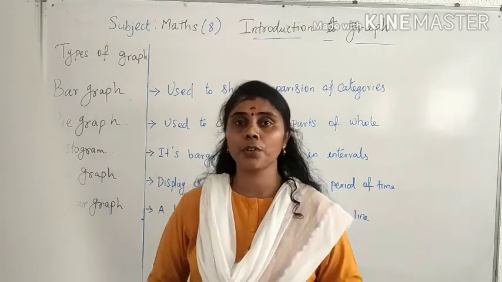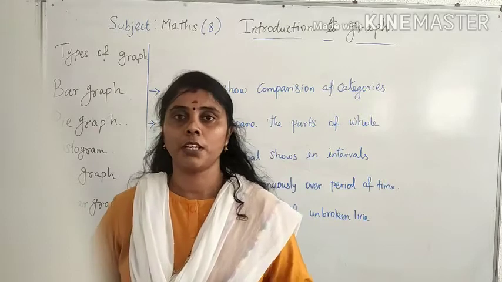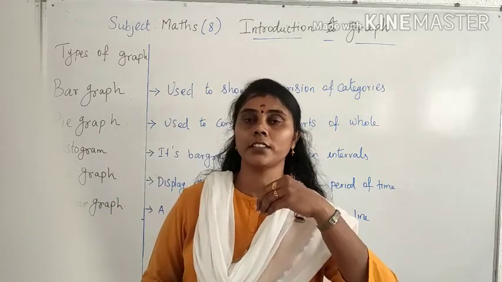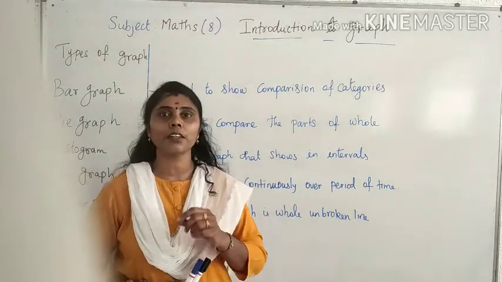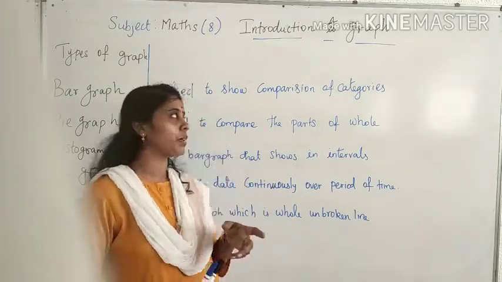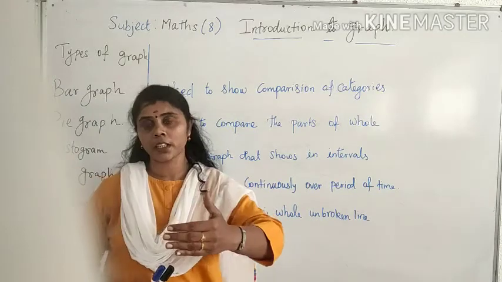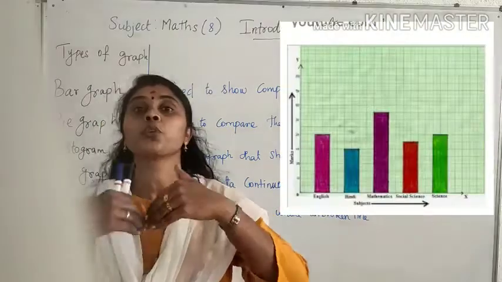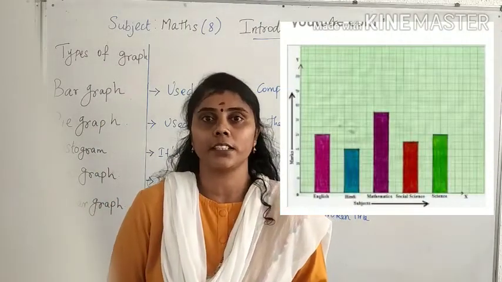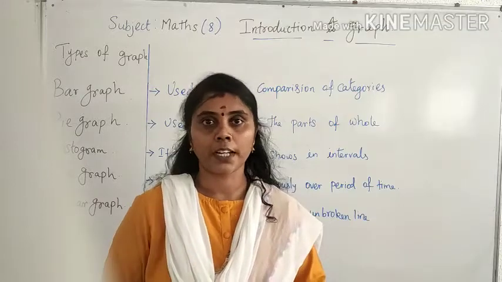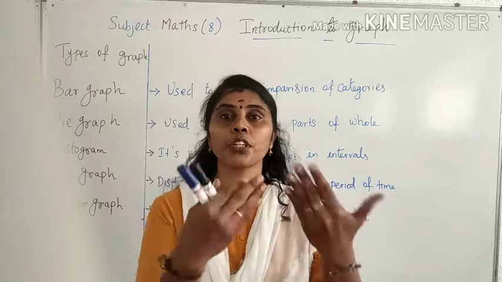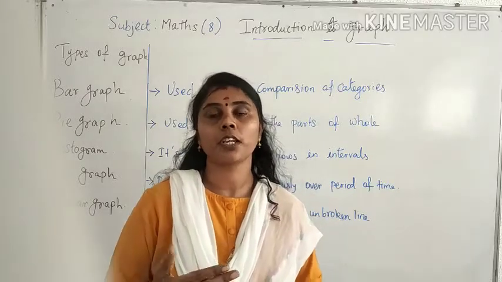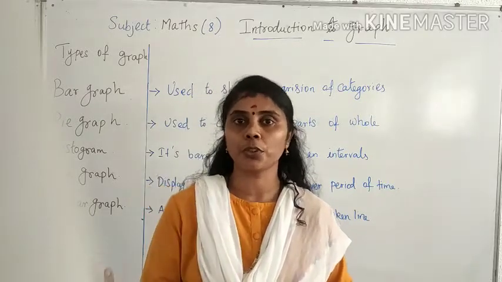In lower classes you learned many types of graphs. From class 6 onwards you started learning graphs, right? The first thing you learned about was the bar graph. A bar graph is used when you want to compare information or show a comparison of categories. Suppose you are buying different things at one shop and you want to show it to a person. Then you can use the bar graph.